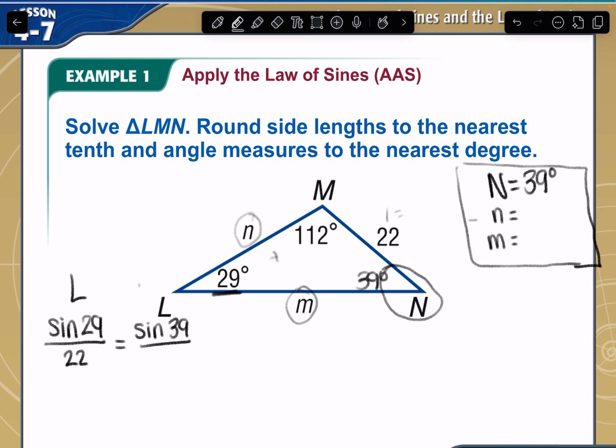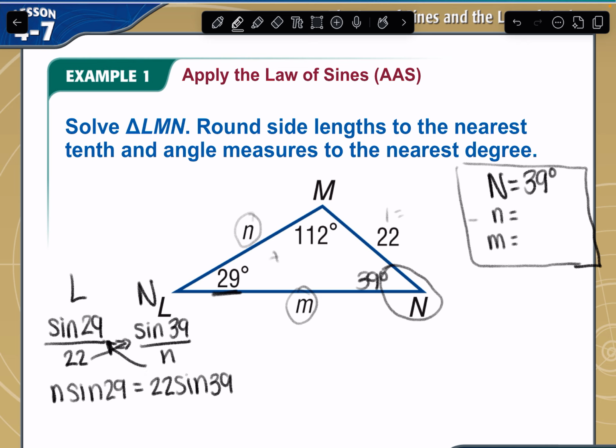So this is my L information and then my n information. And then I don't know what side length n is equal to. Now I'm solving for n. So whenever I solve something that looks like this, I'm cross multiplying. So I would end up with n sine 29 is equal to 22 sine 39. So my 22 is going here and my n is being here.